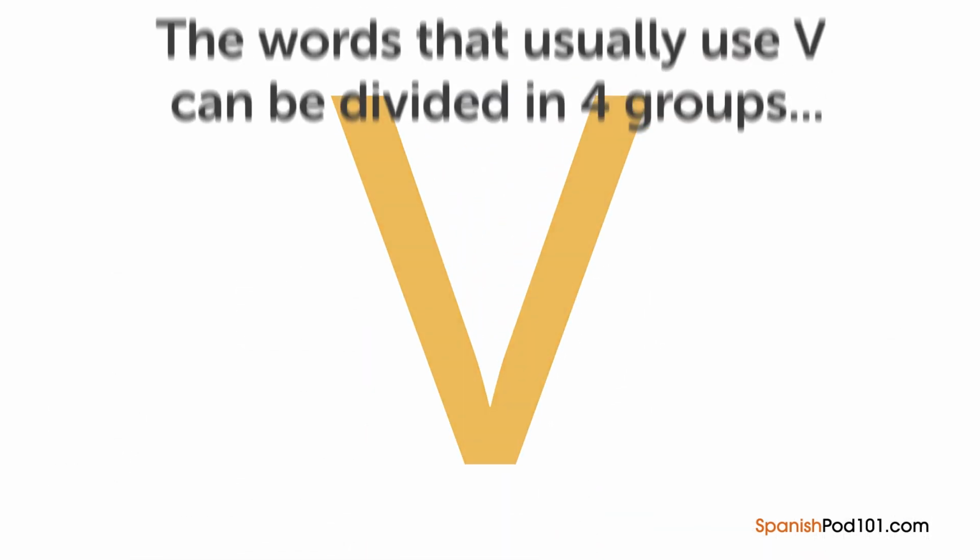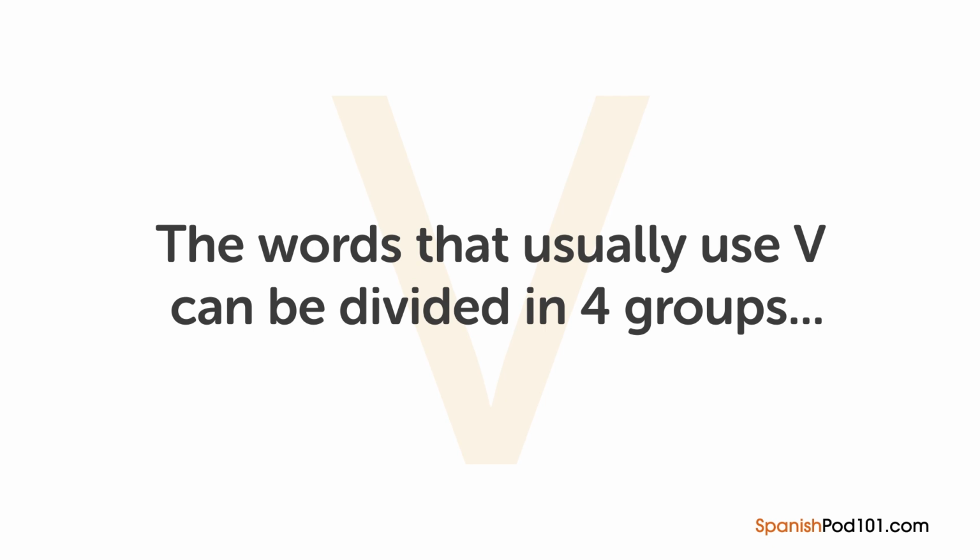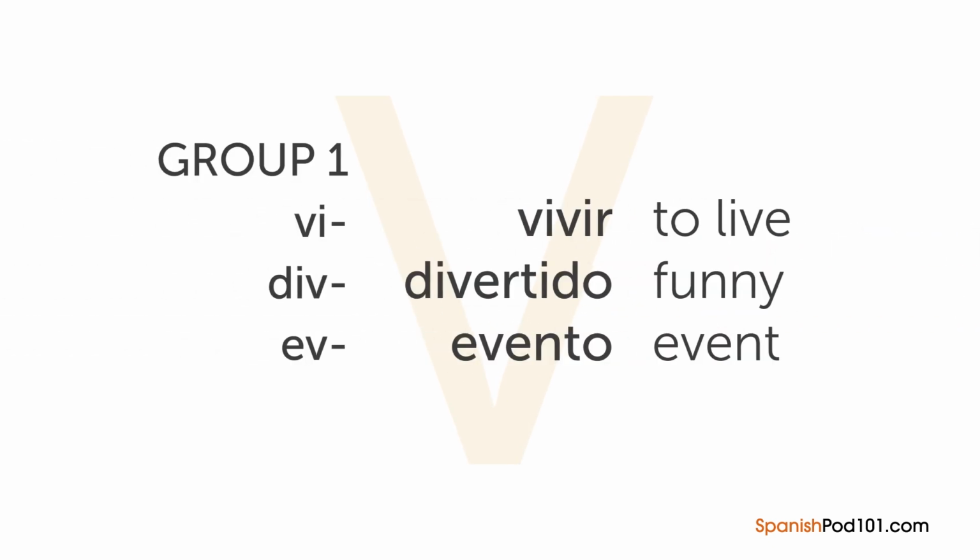Now let's see the rules for V. The words that usually use V can be divided in 4 groups. First, all the words that begin with v, div, ev. For example, vivir, to live, divertido, funny, and evento, event.